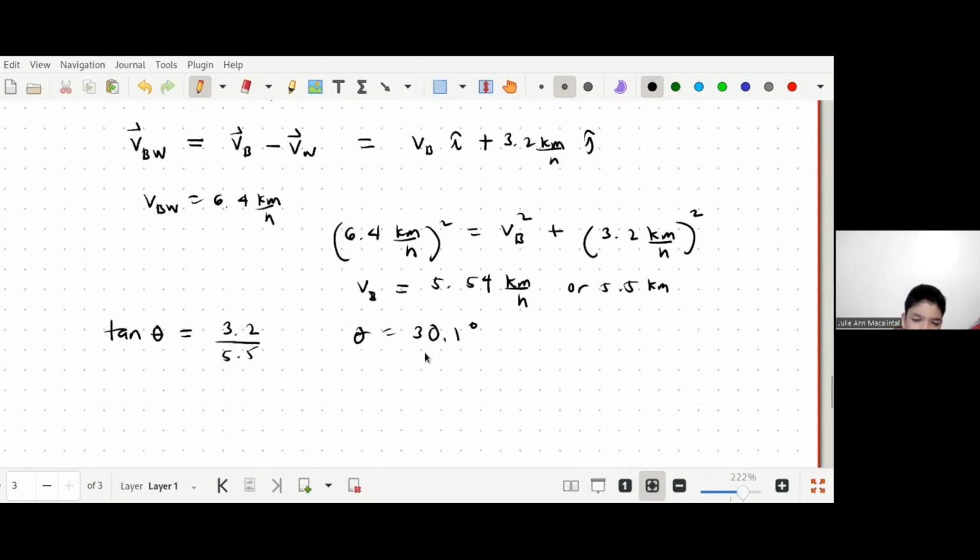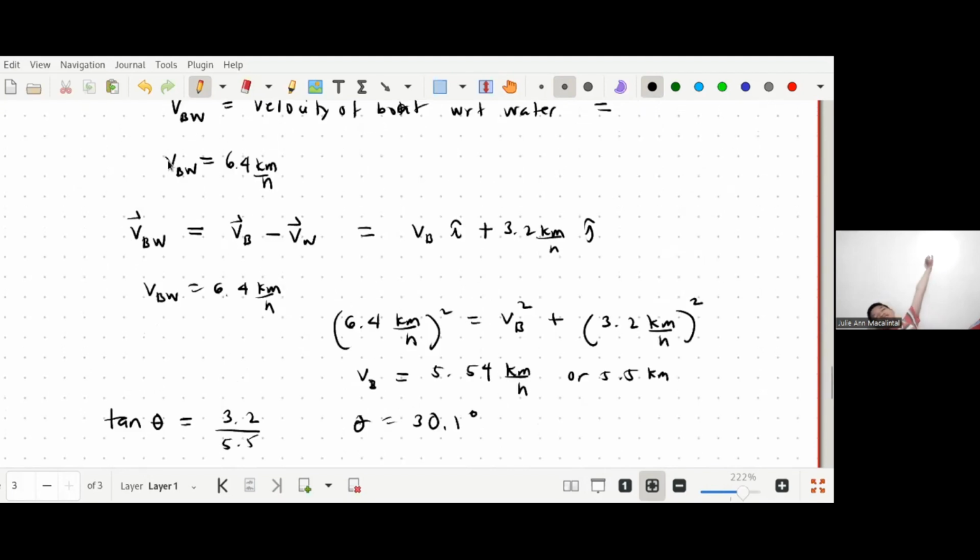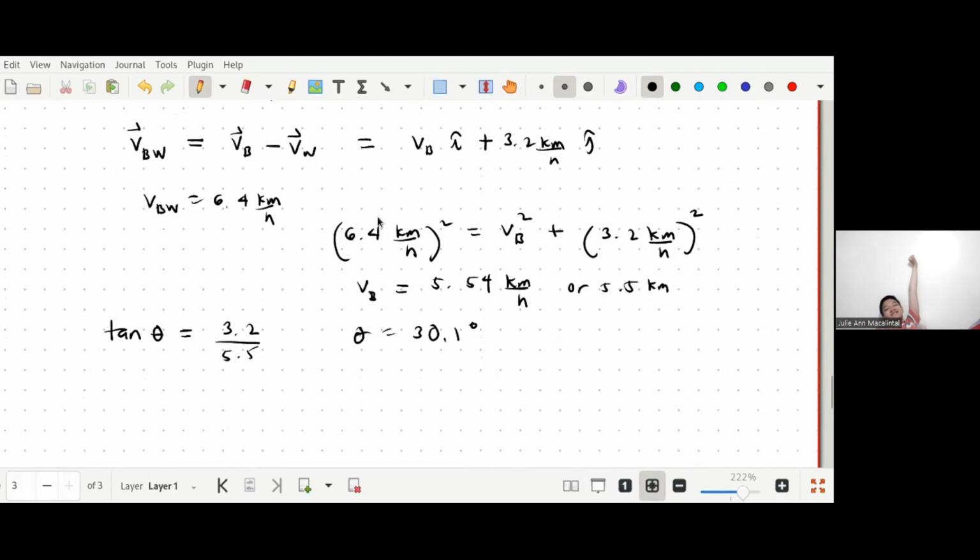Tapos yung angle, it's going to be 30.1 degrees. So you should be pointing upward by 30 degrees para ma-counteract yung downward flow. Ayun. This is one way. This is how I would do this. Yung mga kasunod niyan. Sige, tingnan natin yung kasunod, yung sa solution mo.